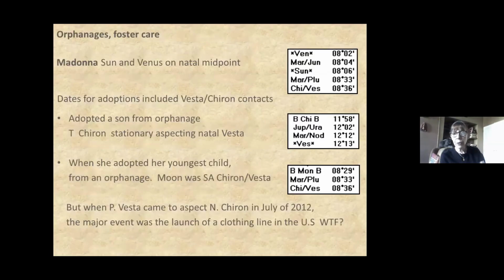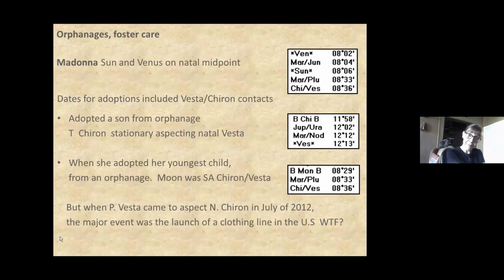So let's talk about orphanages and Vesta Chiron. So Madonna has the Sun and Venus on the natal Vesta Chiron midpoint. And her adoptions triggered that picture. She adopted a son with transiting Chiron stationing on her Vesta, 13 minutes from her Vesta. When she adopted her youngest child, the moon with solar arc Chiron Vesta.